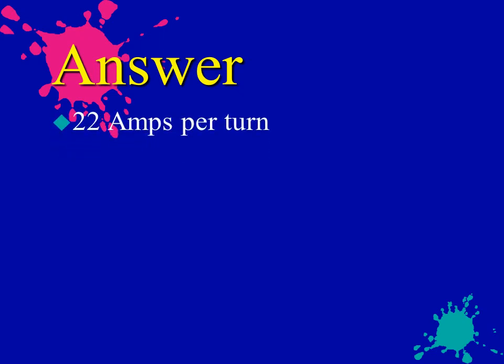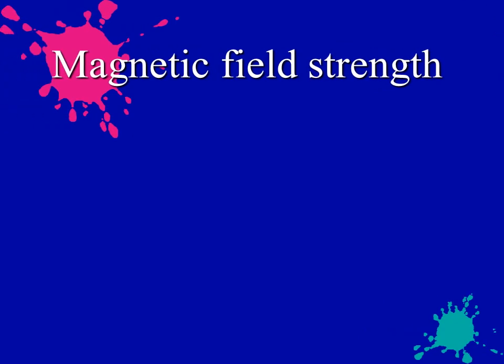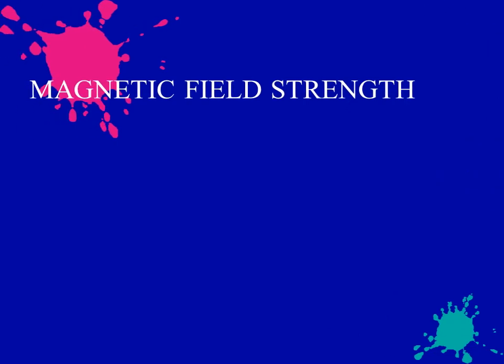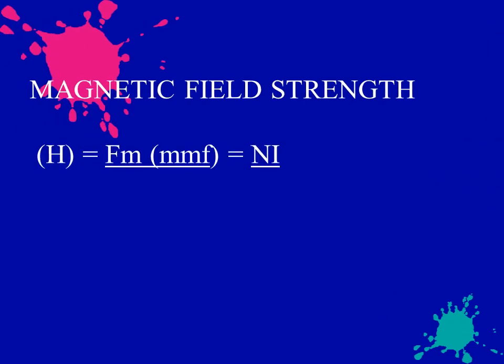What is the magnetic field strength? The magnetic field strength is directly proportional to the MMF and inversely proportional to the length of the magnetic field. Determining the value of the magnetic field strength. It is indicated by the letter H and is equal to Fm or MMF over the length of the magnetic field. In other words, N times I over L.